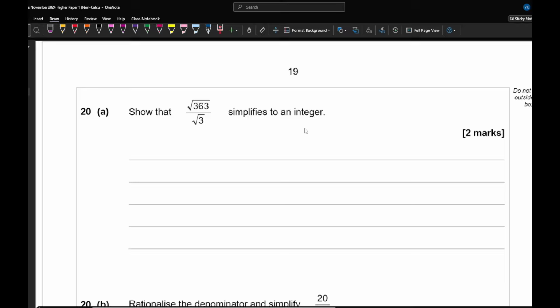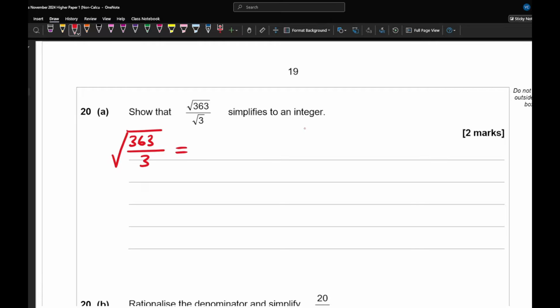Moving on to question 28, it says for us to show that the square root of 363 over the root 3 simplifies to be an integer. Well, one of the rules of surds is when you're dividing, you combine the surds, so that's going to be the square root of 363 divided by 3.